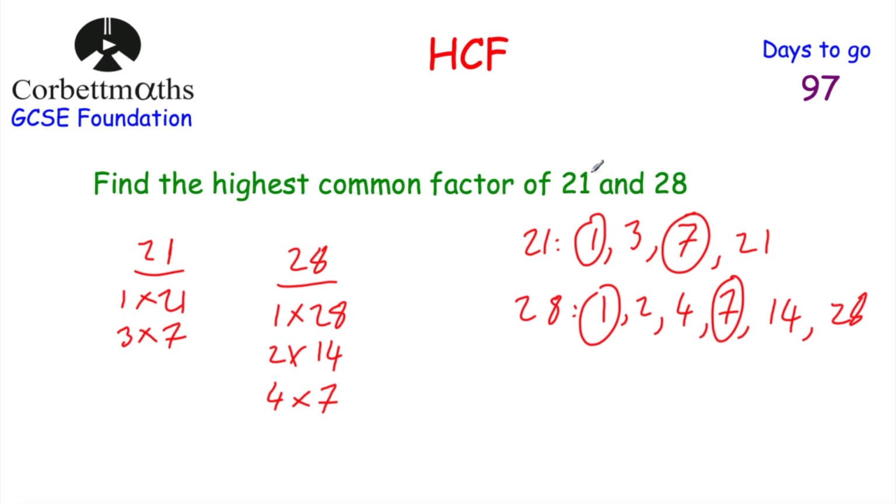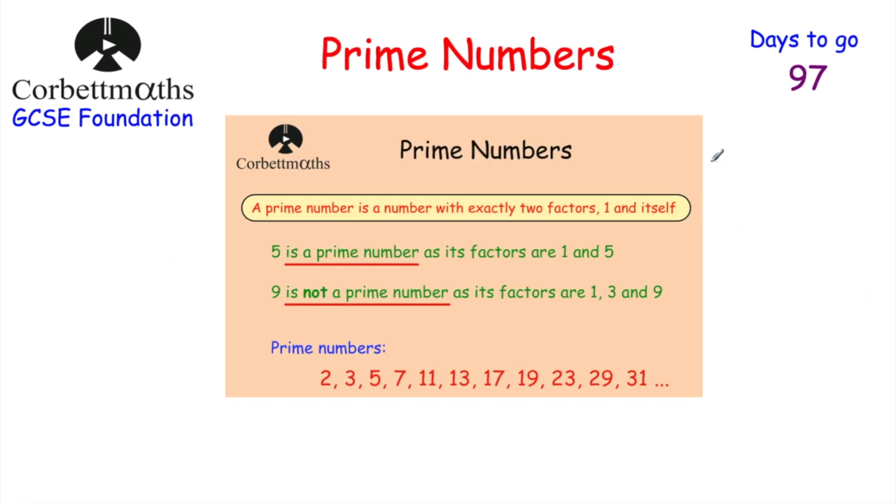So the highest common factor of 21 and 28 would be 7. So that's it. The highest common factor of 21 and 28 is 7. I hopefully got that right. Now let's have a look at prime numbers.